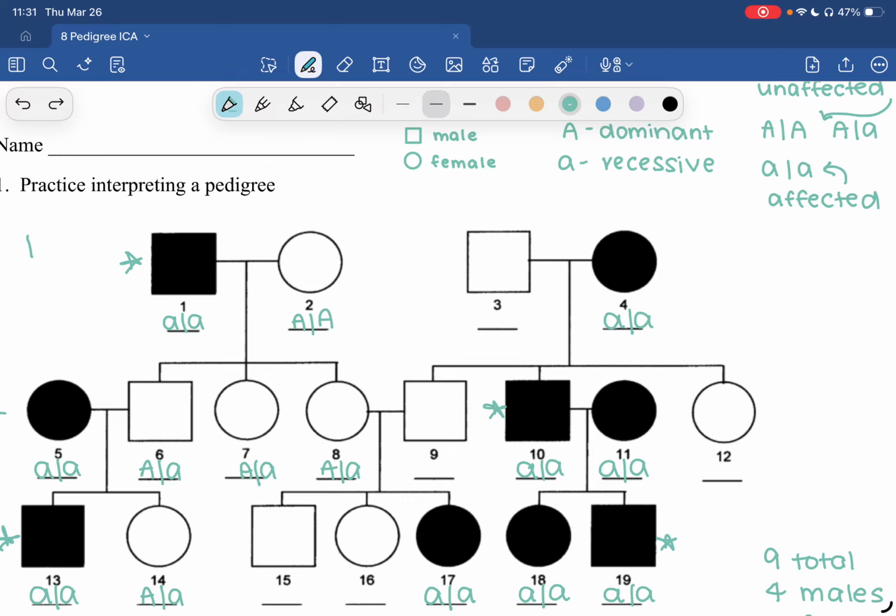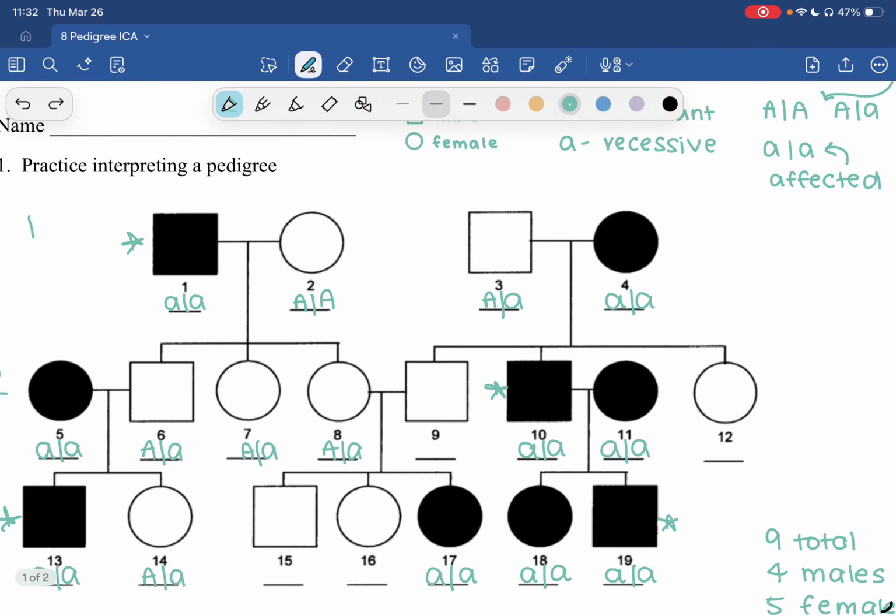So that means this individual has to have at least one big A because they are unaffected. However, they did have a child with the trait. So they would have to give a little a in order to produce the possibility of having an affected child. So dad would give that little a and mom would give one of her little a's, and that's how you would get kid number 10 being affected.